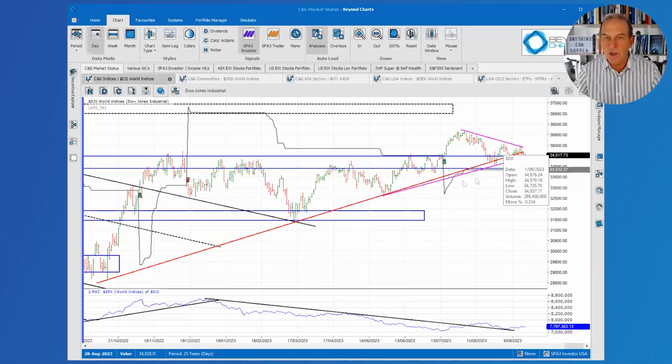But the symmetrical triangle, which is the magenta triangle that I've drawn over here, and that's going to be the theme for today's session, is a continuation pattern in the direction that the market was going prior to that symmetrical triangle forming. So that should be a continuation pattern.